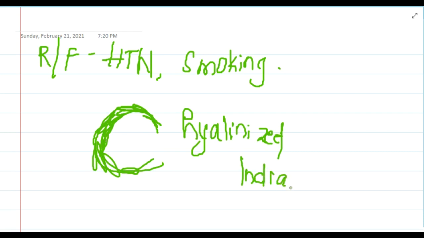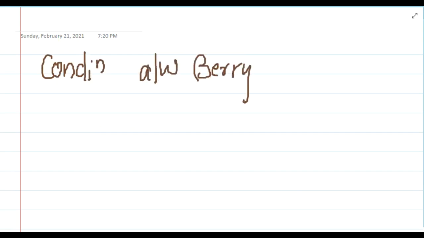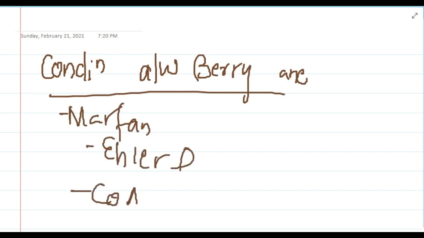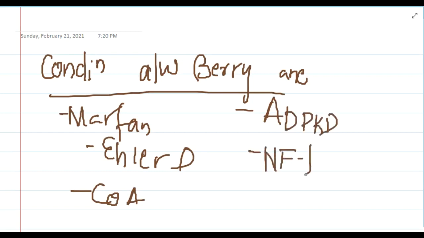Then there are certain conditions which are associated with berry aneurysm. Conditions associated with berry aneurysms are very important. These include, first, Marfan syndrome, Ehlers-Danlos syndrome, then coarctation of aorta, autosomal dominant polycystic kidney disease, and neurofibromatosis 1. All these are associated with berry aneurysm.